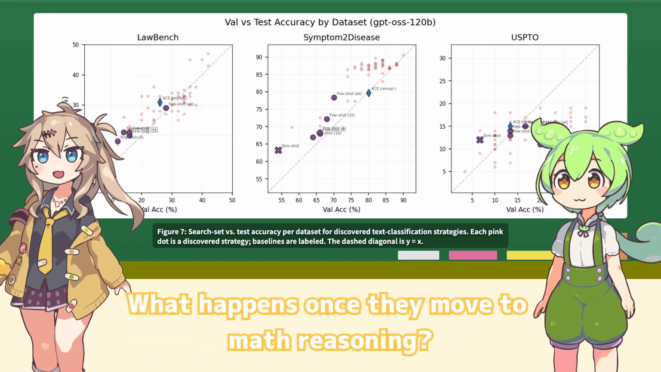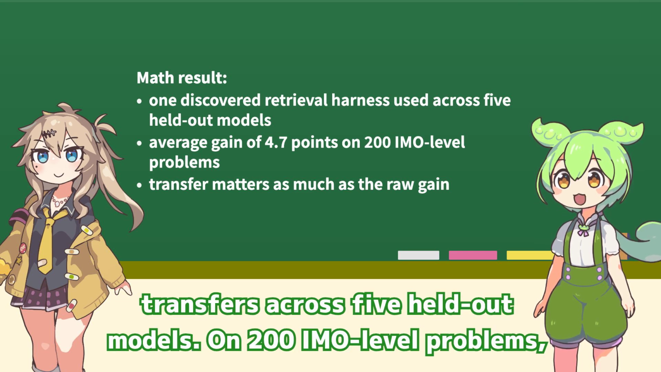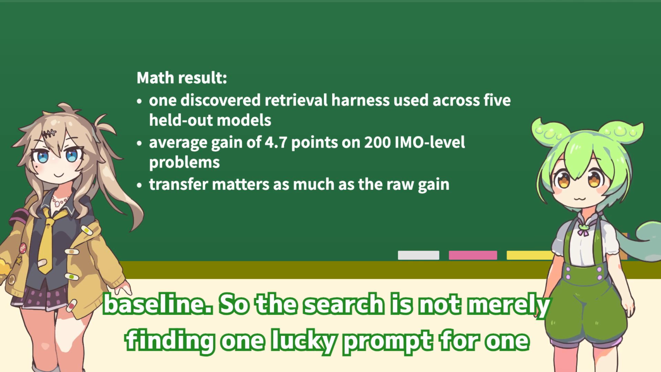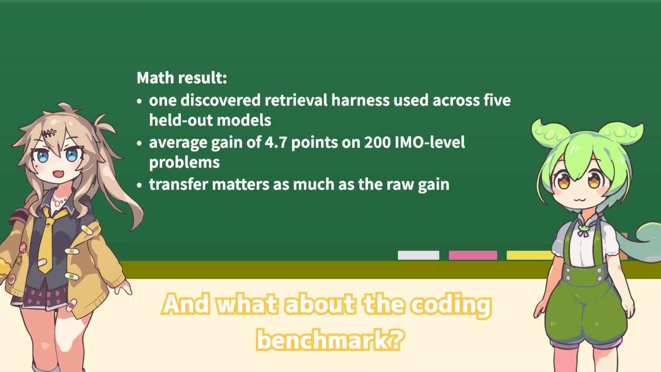What happens once they move to math reasoning? The math result is strong because one discovered retrieval harness transfers across 5 held-out models. On 200 IMO-level problems, the paper reports an average gain of 4.7 points over the no-retrieval baseline. So the search is not merely finding one lucky prompt for one model, it is producing a retrieval policy that travels.